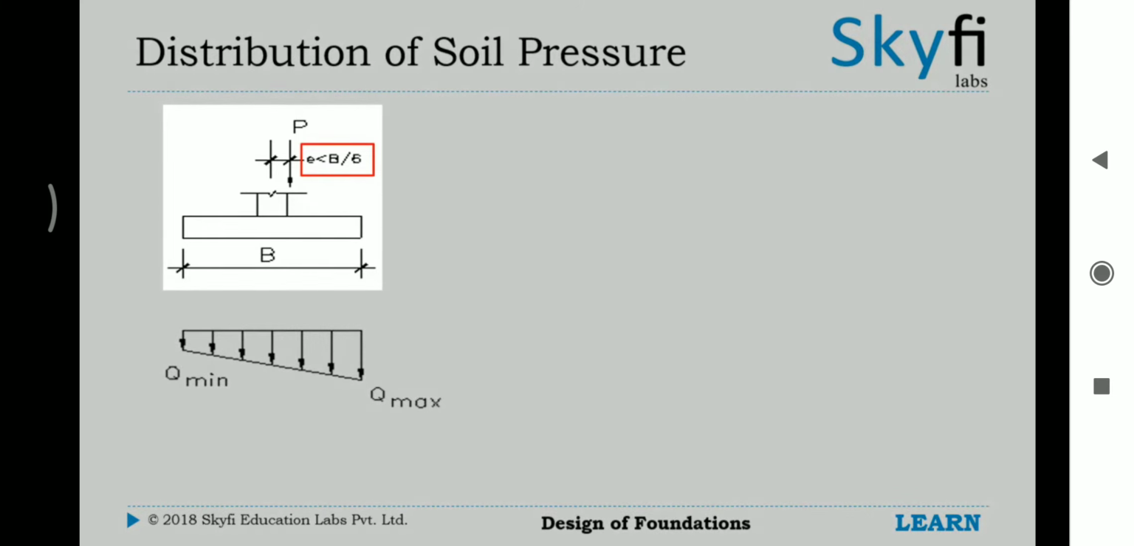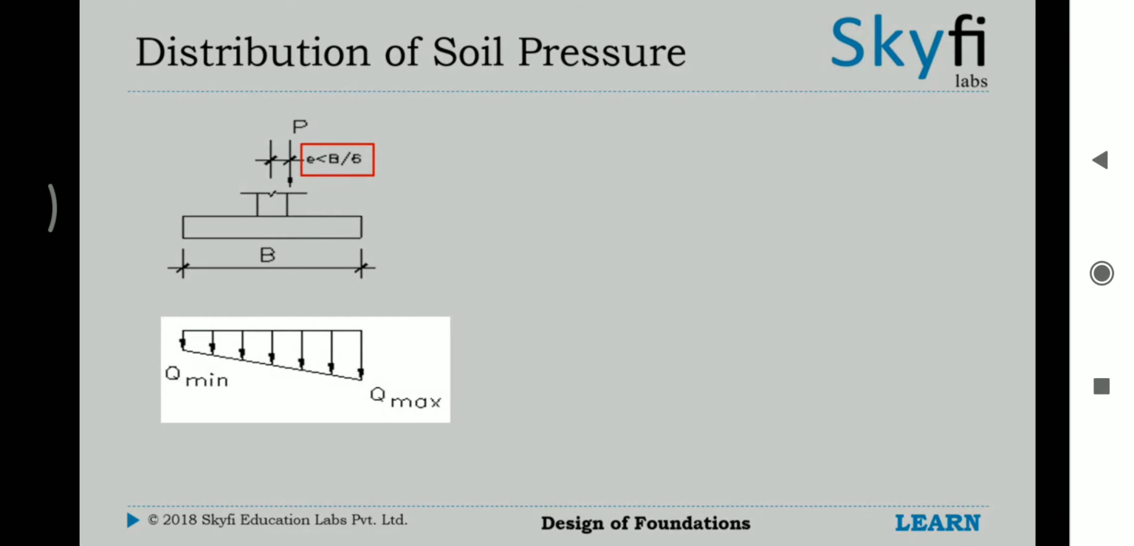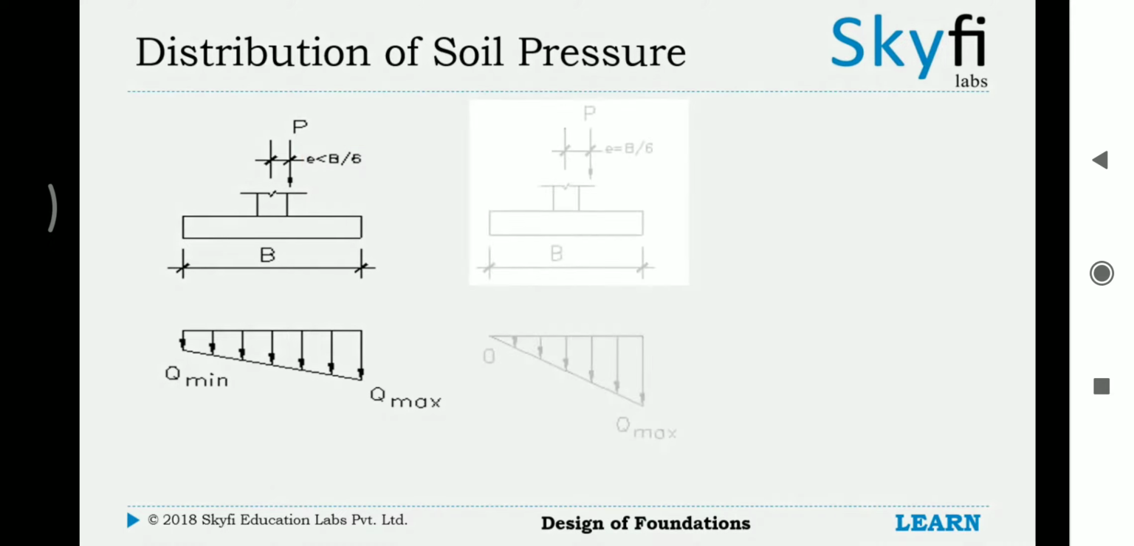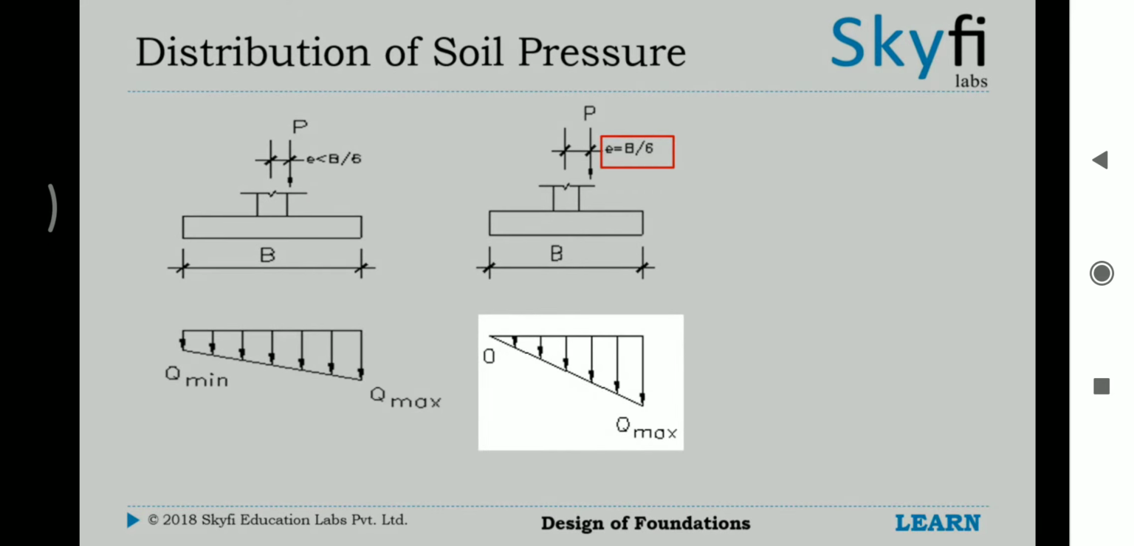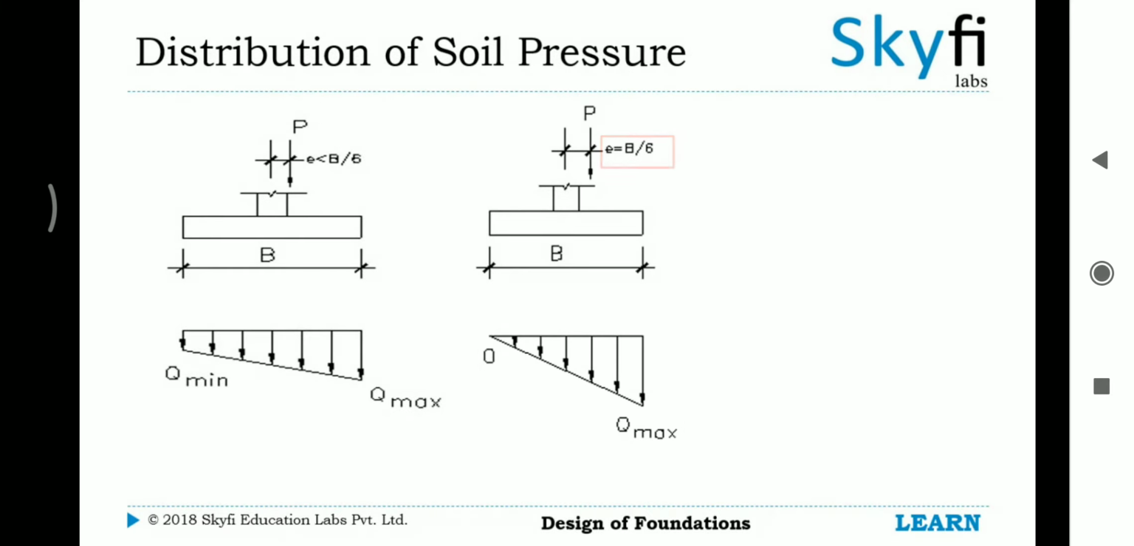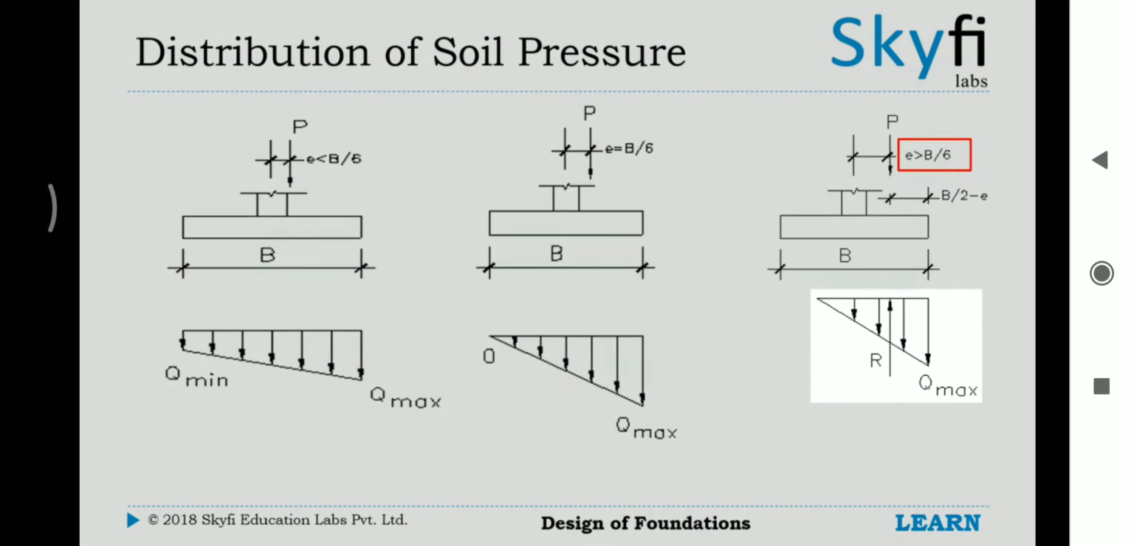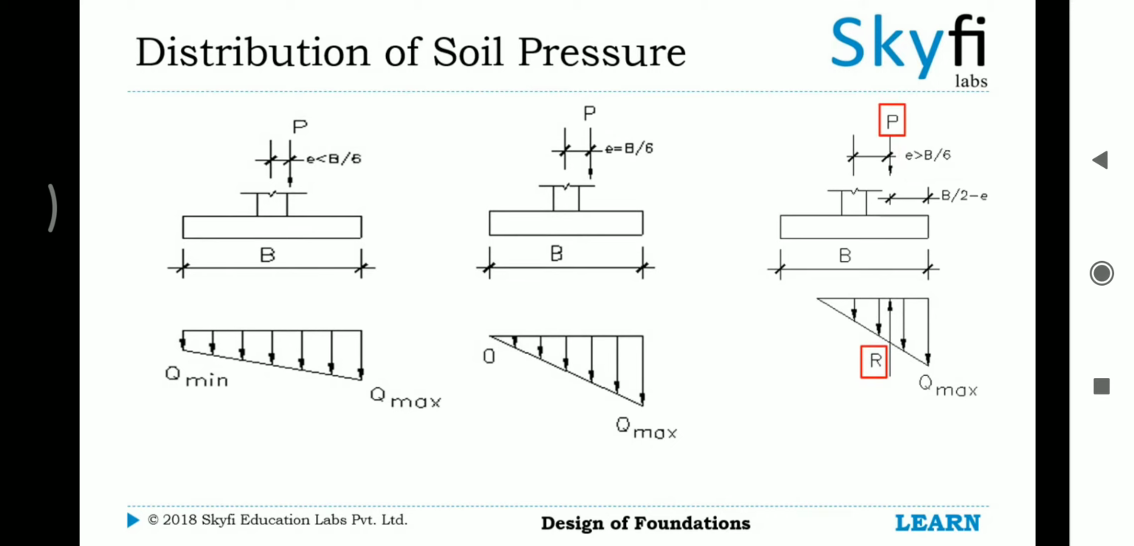When eccentricity is less than 1/6 of the width of the footing, pressure is distributed in a trapezoidal shape. When eccentricity equals 1/6 of the width of the footing, pressure distributes triangularly, with zero pressure at one end of the footing. Whereas, the soil pressure is distributed in a triangular shape, with a portion of the footing of zero pressure, when the eccentricity exceeds 1/6 of the footing width. The resultant of footing pressure, R, coincides with the column load, P.